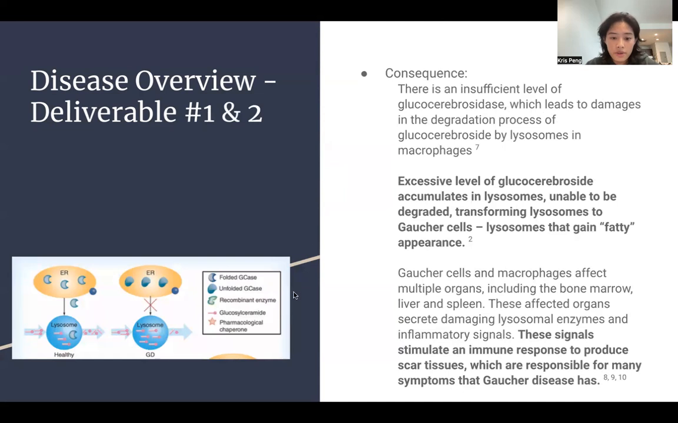So as a result, there is an insufficient level of glucocerebrosidase, which leads to damage in the degradation process of glucocerebroside by lysosomes in macrophages. So an excessive level of glucocerebroside accumulates in lysosomes, unable to be degraded, and it transforms the macrophages into Gaucher cells, which are lysosomes that gain a fatty appearance. Gaucher cells and the macrophages affect multiple organs, including bone marrow, liver, and spleen. These affected organs secrete damaging lysosomal enzymes and inflammatory signals to stimulate an immune response to produce scar tissues, which are responsible for many symptoms that Gaucher disease has.